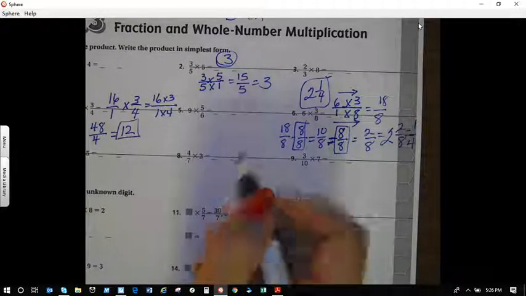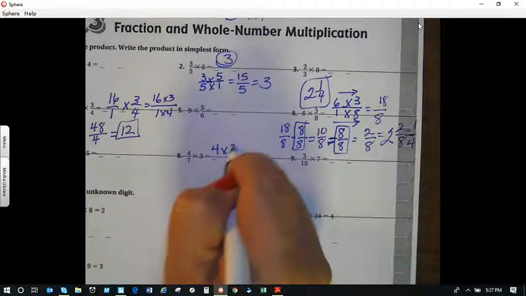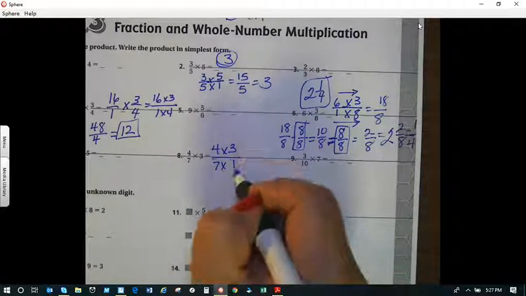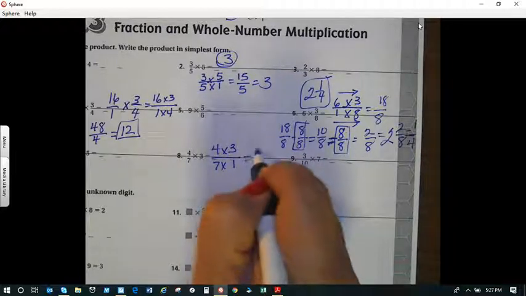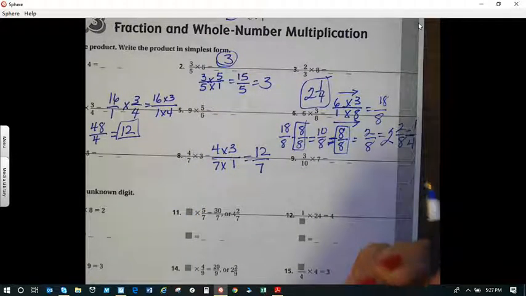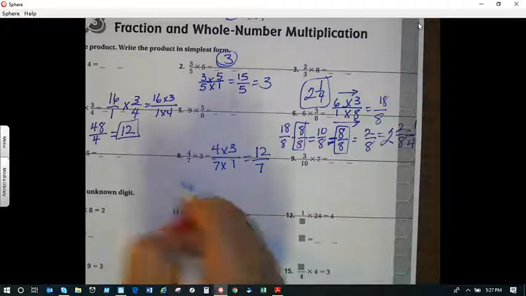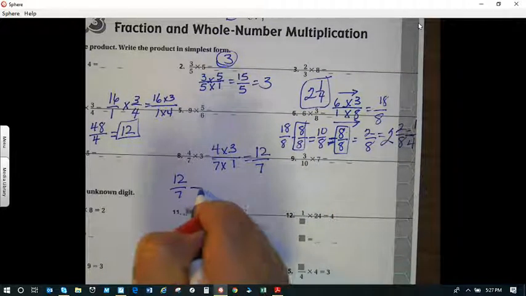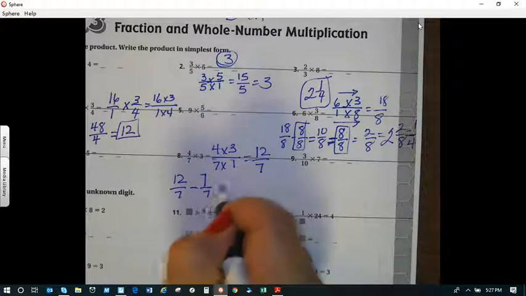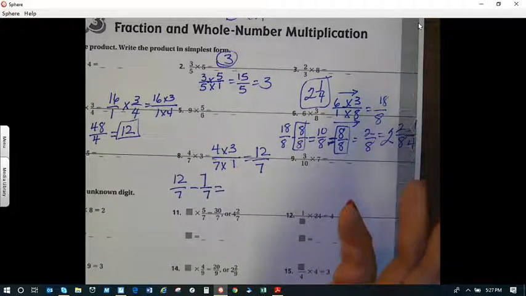All right, so we're coming over here. This is going to be 4 times 3 over 7 times 1, because to make that 3 into a fraction, I put a 1 under it. So it's 12/7. Again, if you are not comfortable with the division part, go ahead and subtract. I know my 7 is going to be my denominator because I have to have the same denominator to subtract out. I put that number over itself is equal to 1 whole. 12 minus 7 is 5, right?